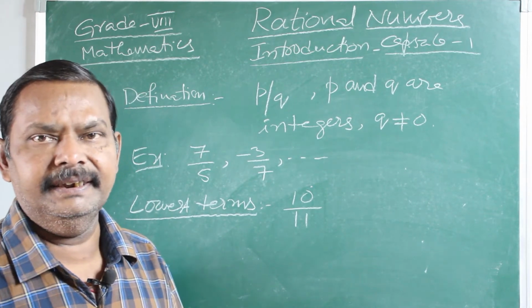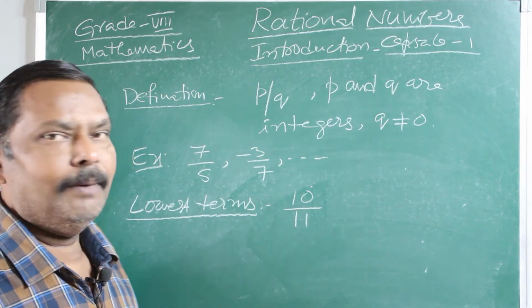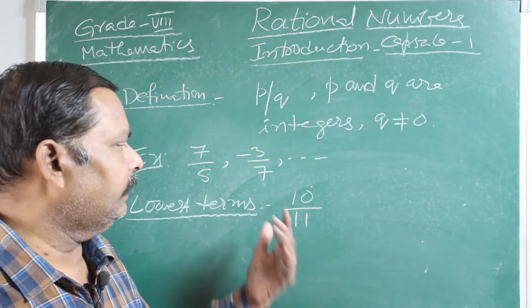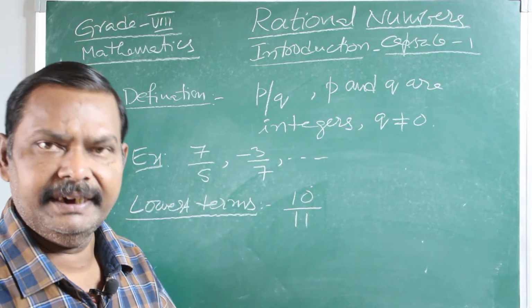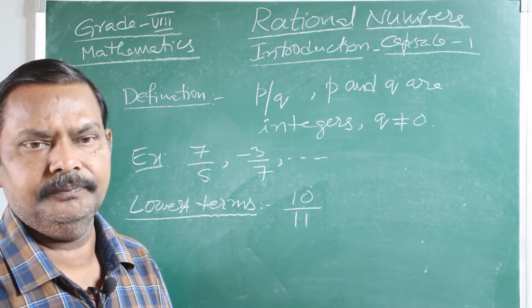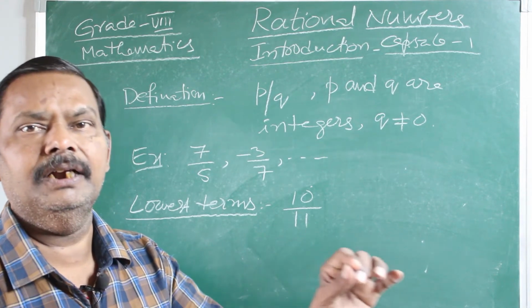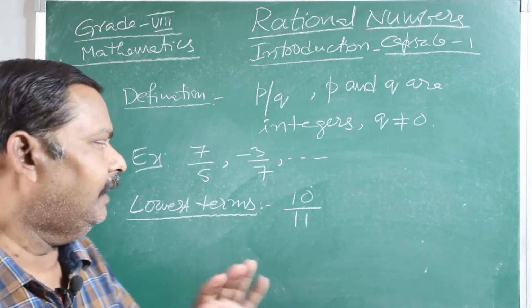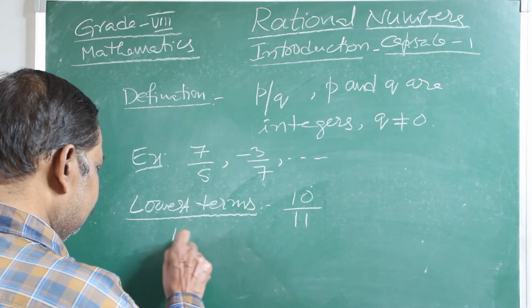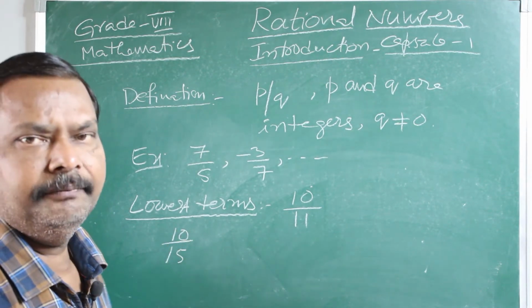10 is an integer, 11 is an integer, but there are no common factors between 10 and 11 except 1. So 10 by 11 is a rational number and itself is its lowest form also. Let us take another example. 10 by 15.